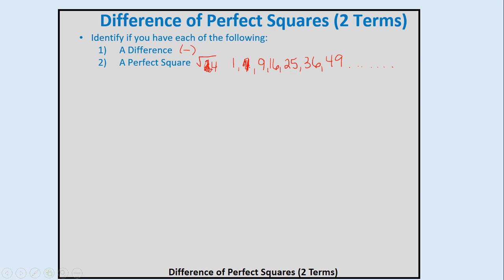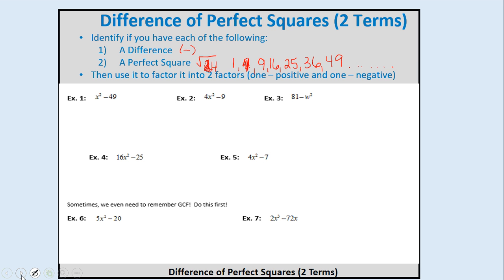You dealt with these a lot in geometry when we talked about right triangles and simplifying square roots, as well as in Algebra 1. So once we decide if we do have a difference and we do have a perfect square, then we can use it to factor into the two factors. One will be positive and one will be negative. So I have a lot of examples for these because for some reason these seem to kind of trip students up year after year. So let's see if you got this.